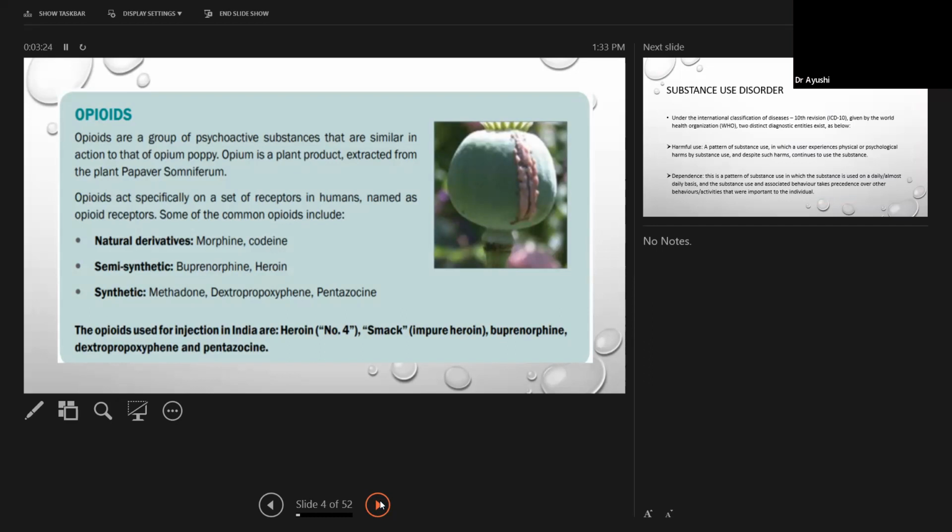They act specifically on a set of receptors in humans that are mu, kappa, and delta, which are called the opioid receptors. Some of the common opioids include natural derivatives like morphine and codeine, semi-synthetic ones like buprenorphine and heroin, and synthetic ones like methadone, dextropropoxyphene, and pentazocine.